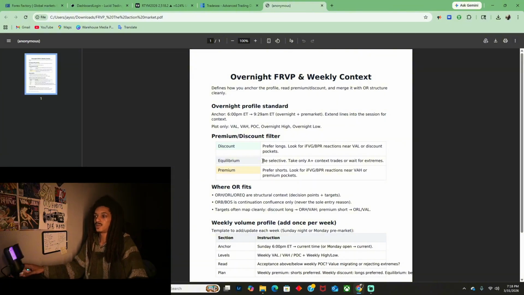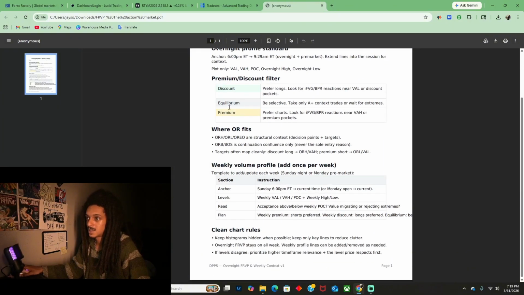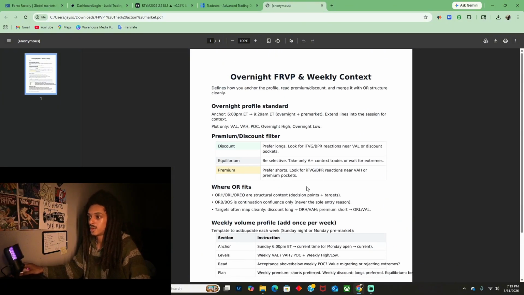I treat the point of control kind of like a magnet. So it's good to trade to it. I don't so much like trading away from it unless we've already confirmed that we're in a continuation model or something. And the same way discount works, premium works the same way. So when we're in premium, you're looking for shorts, okay? All of this, we'll go over in another video when I go over all the pieces. So that is how we use the volume profile.